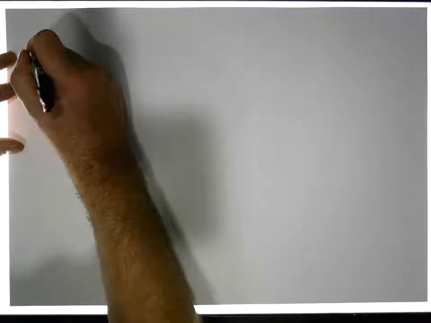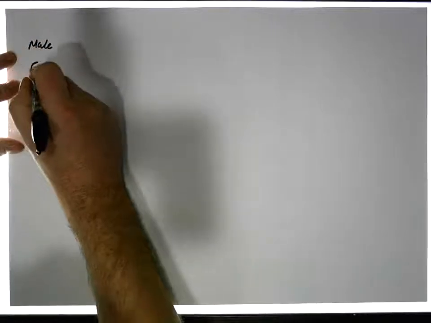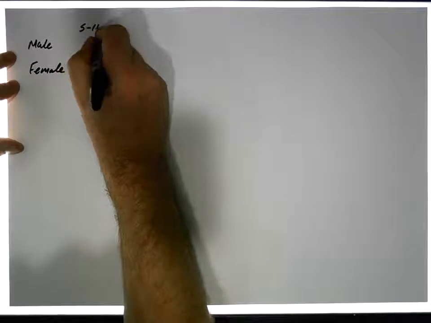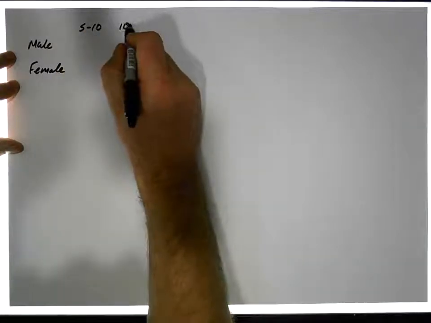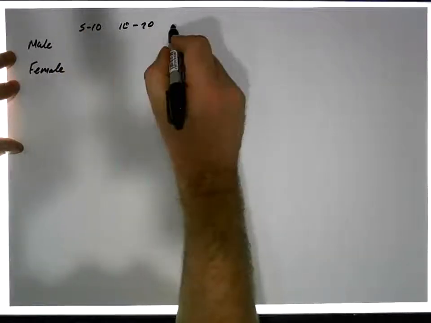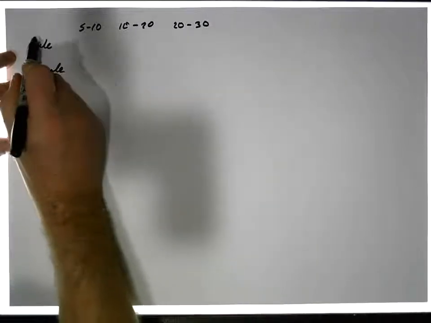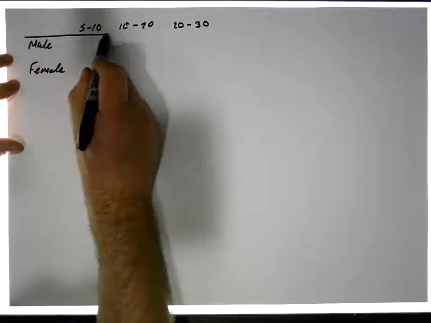Okay, so let's consider an example. Let's say we have males and we have females. What we have is, let's say, hourly rates. Let's say 5 to 10 euros, let's say 10 to 20 euros, and just say for argument's sake, let's say we have 20 to 30 euros. They're the hourly rates of pay.